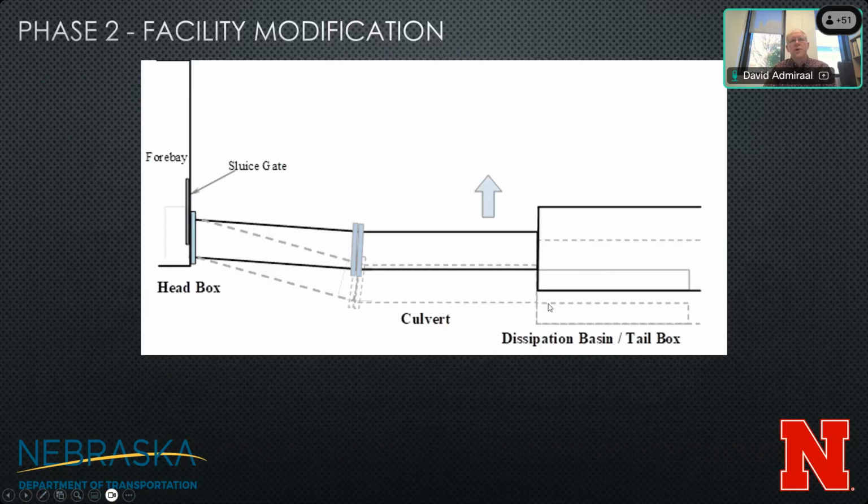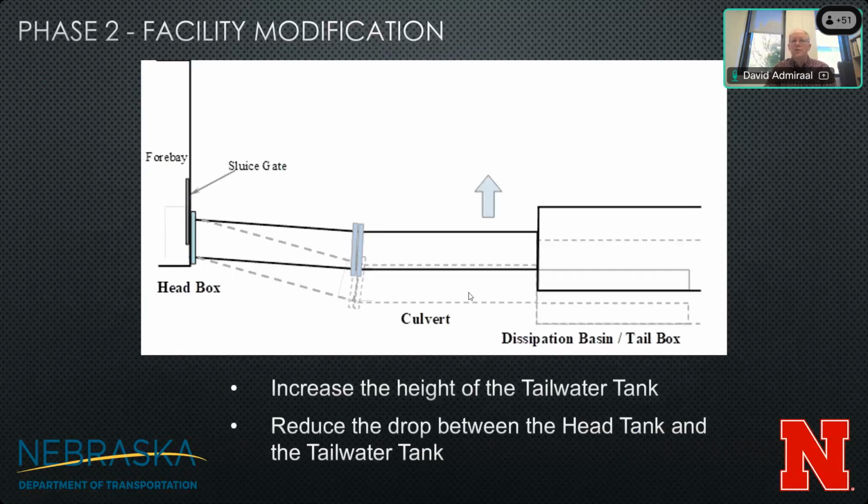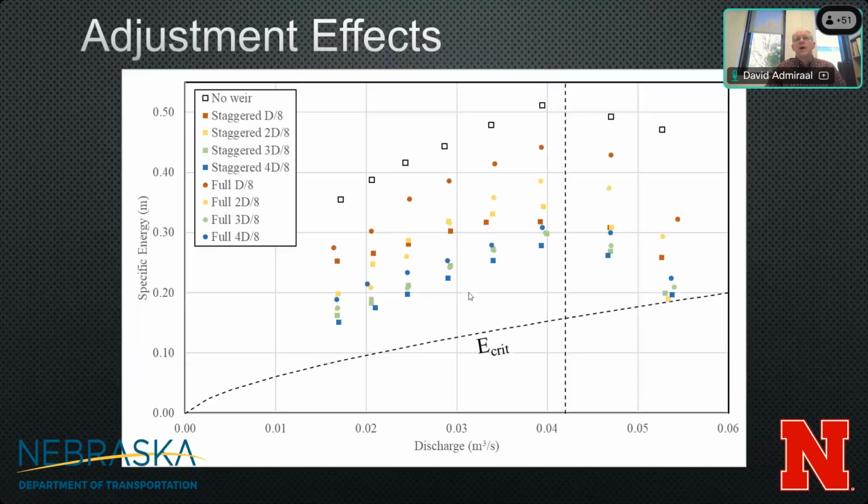The other thing it does by raising this tail box is that we're making this flatter. So you'll see that this drop section has a much lower angle. And we have a sluice gate in here right here. We're going to redesign that so that it works a lot better with this system and we can control the flows a lot better. So we're going to increase the height of the tailwater tank, and we're going to reduce the drop between the head tank and the tailwater tank. What effects will this adjustment have?